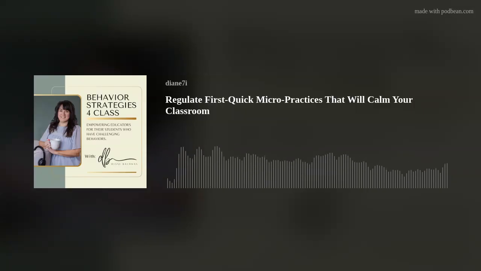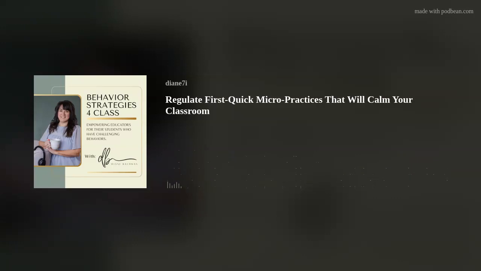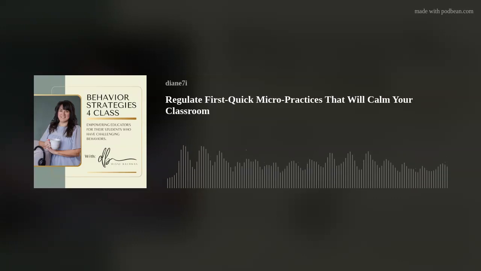Okay, next one is number 4, the 10-second grounder. So this is where you kind of bring them back to the present. If they are dysregulating, focusing on maybe one thing that happened that's upsetting them, that they can't seem to get their breath about, like they're just rambling, you're just like, okay, let's take a minute.